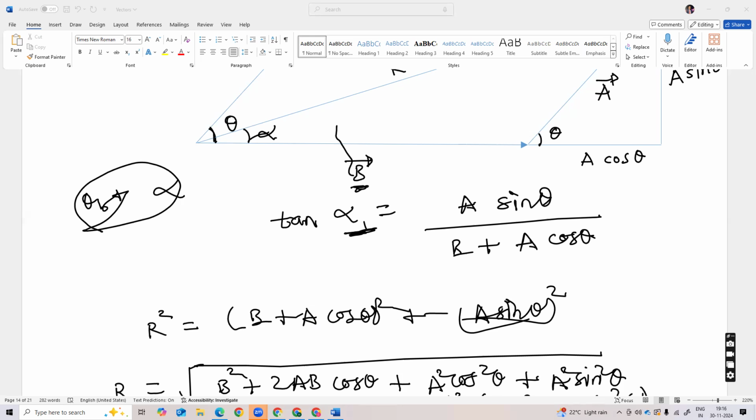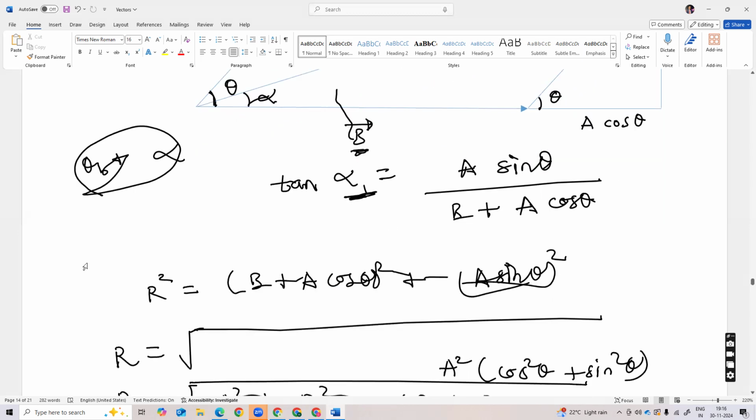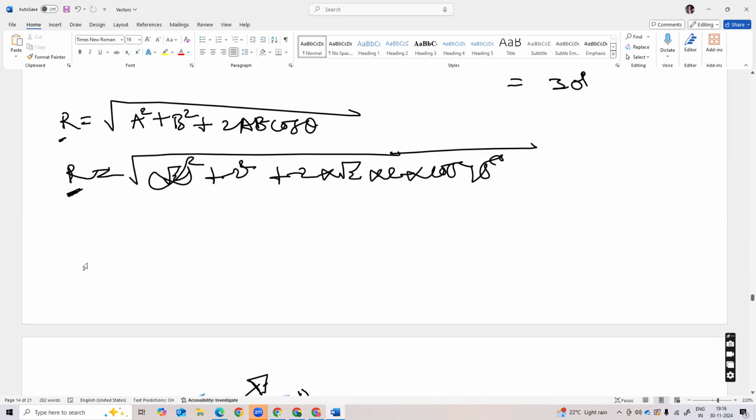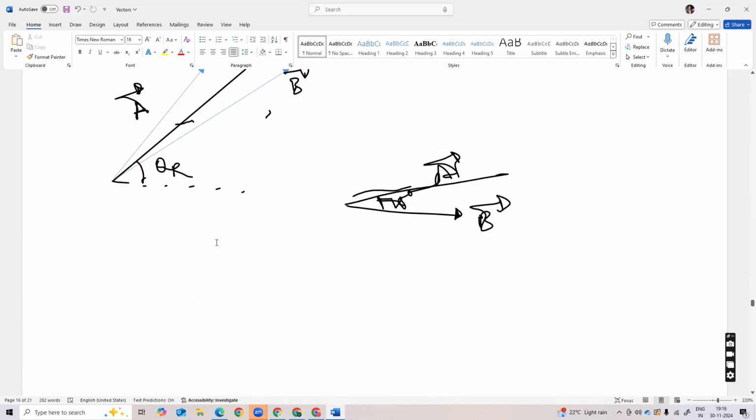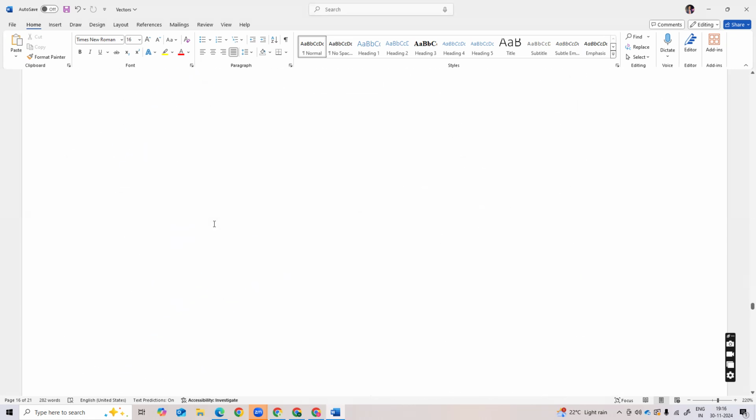Okay, so I think both of you have understood. That alpha was basically the angle made by the resultant with respect to vector b. So we have just added alpha to the angle theta, so we got the angle of the resultant from the horizontal. Here we have seen the parallelogram law of vector addition, and then the triangle law of vector addition. Similarly, there is the polygon law of vector addition.